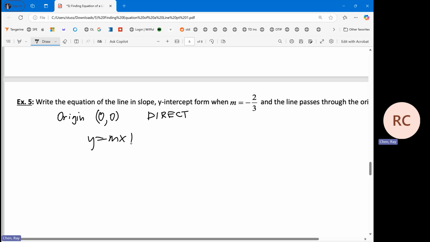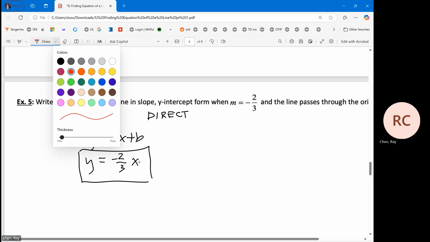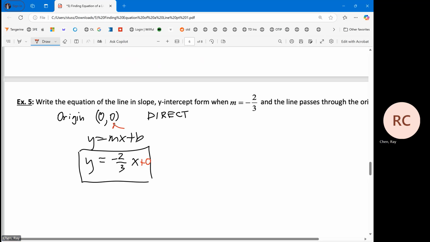If a line passes through the origin, that means it's direct variation. This is going to be easy. Y equals mx plus b, using that form. We have the slope. That's the answer. Technically, you could add plus 0, because that is the y-coordinate. But that's a little silly. So that's the answer.